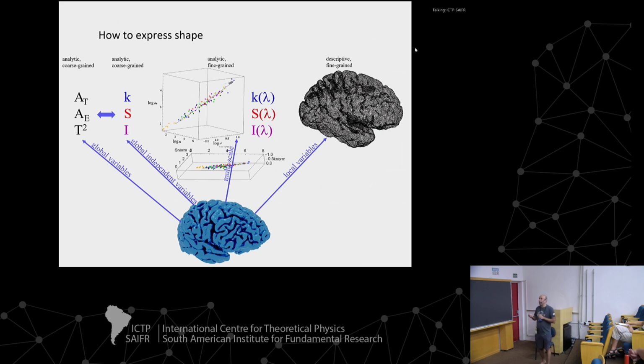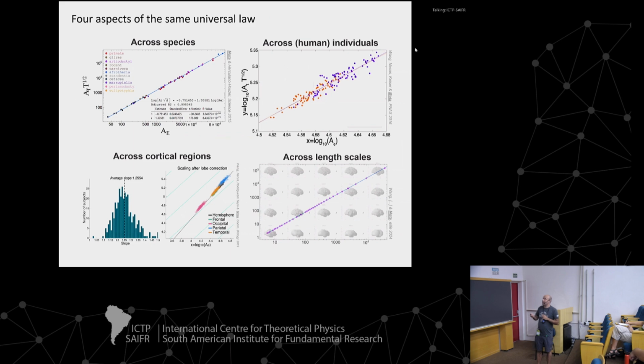Just to give two examples. What I have shown is that there are actually four aspects of the same universal law. It holds across species, individuals, cortical regions, and now length scales. Let's now apply this last finding to better differentiate in two cases, aging and Alzheimer's.